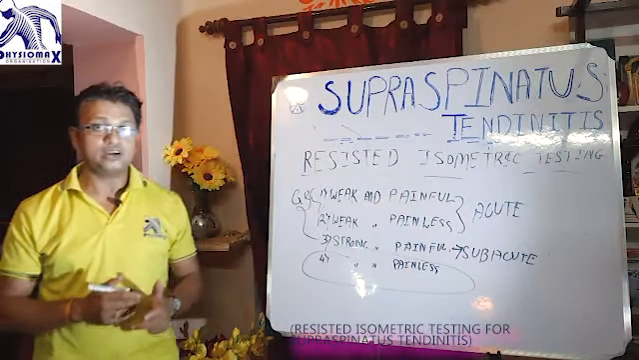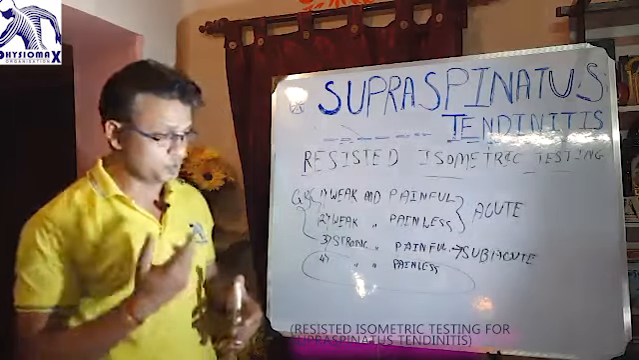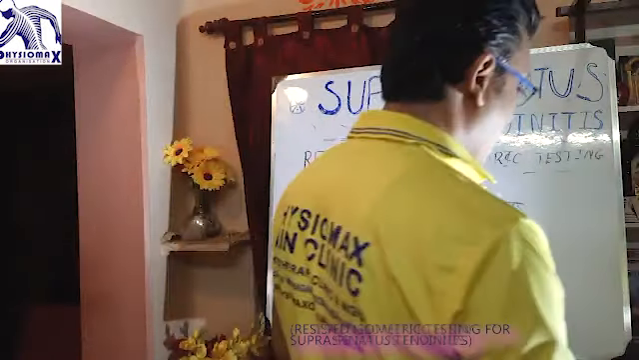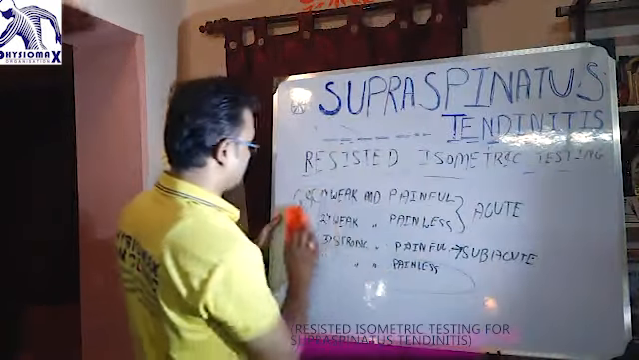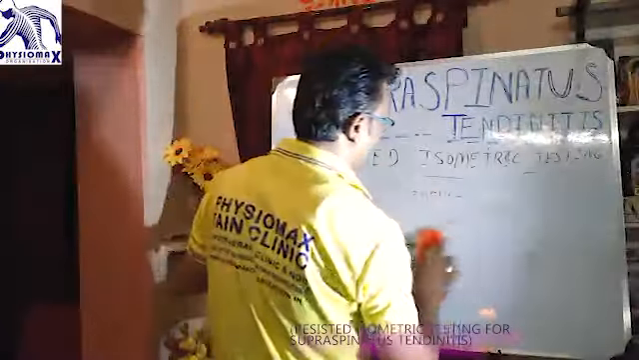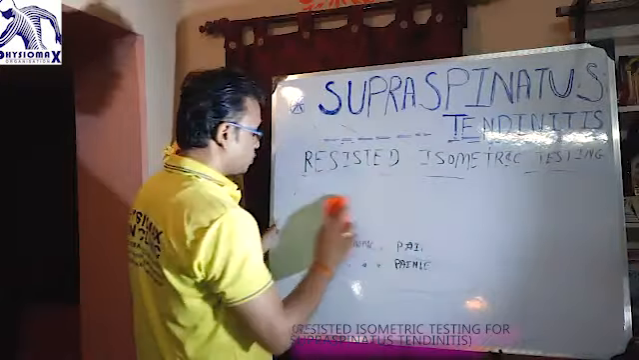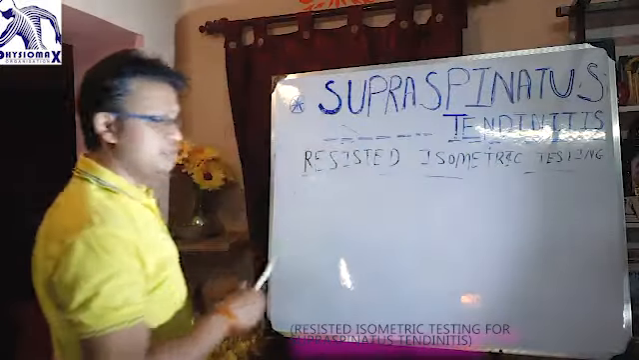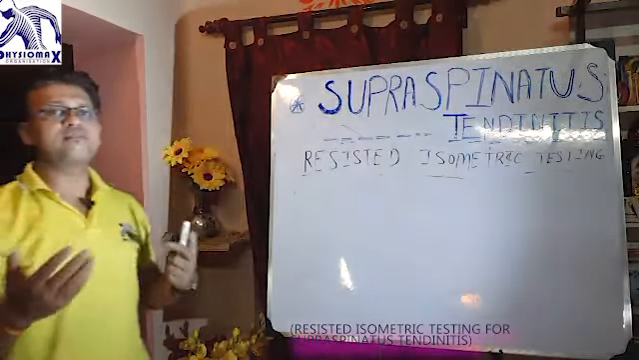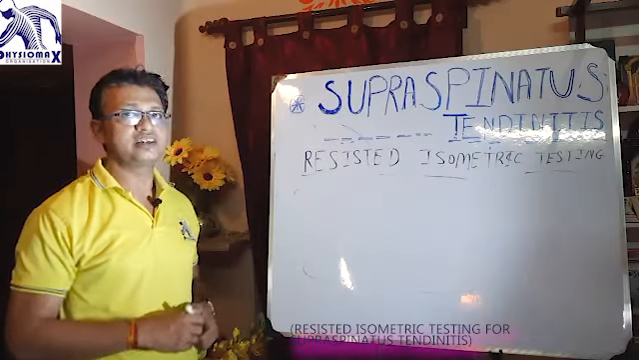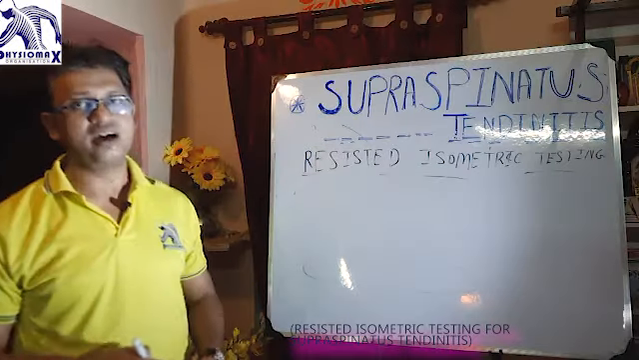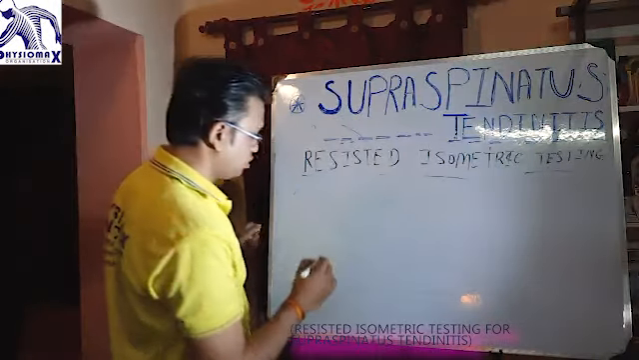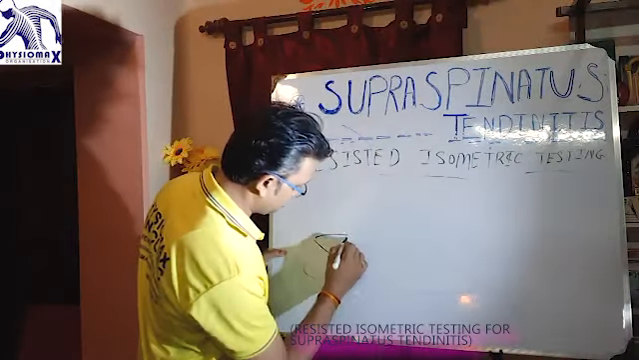Now we will understand, while assessing the supraspinatus tendon, what the position of the hand will be and how we will do the resisted isometric testing for a patient who has an impingement of the supraspinatus tendon. To do the resisted isometric testing, you cannot do it everywhere. First, it needs to be in an anti-gravity position, that means the patient is in a sitting position, so it is better to make the patient sit.